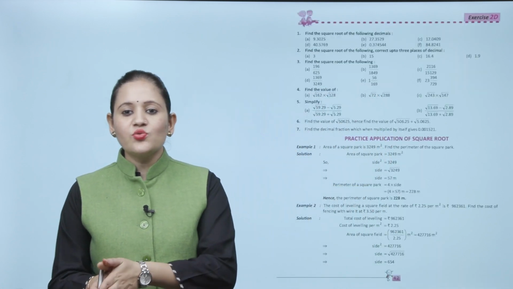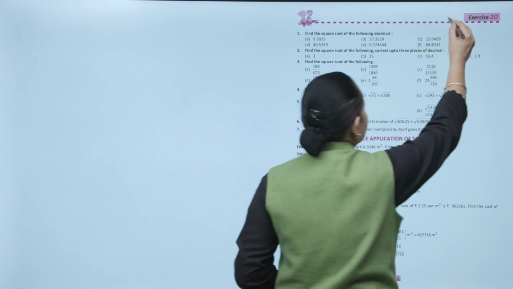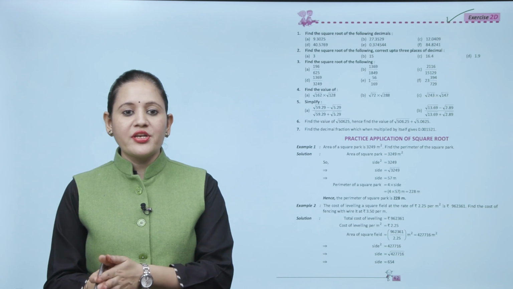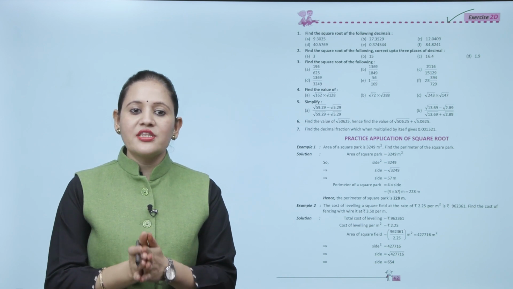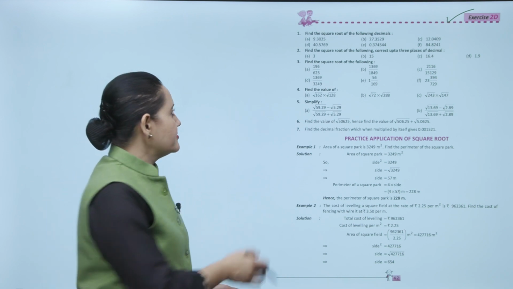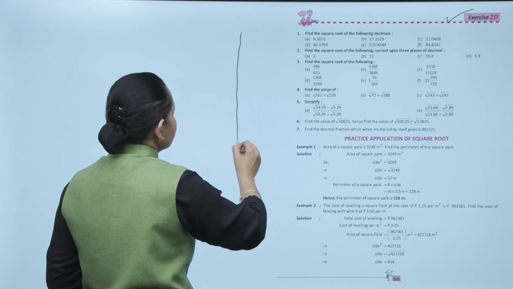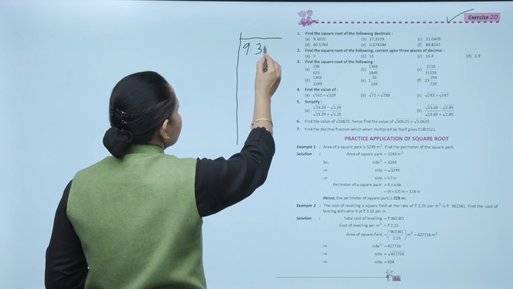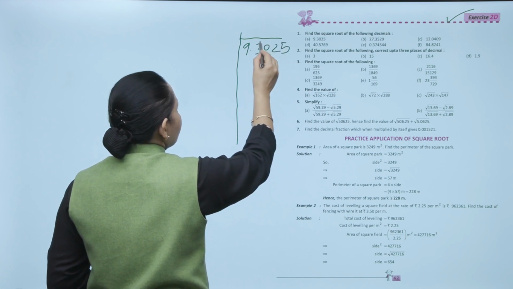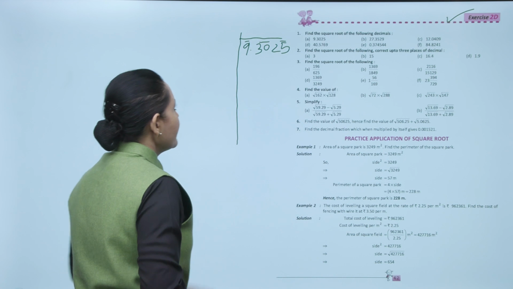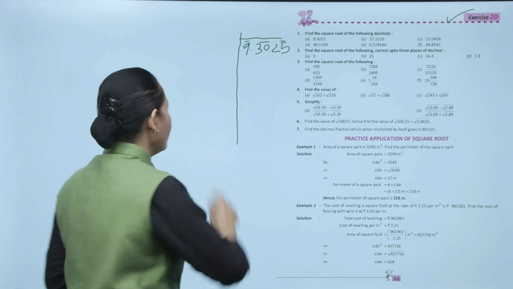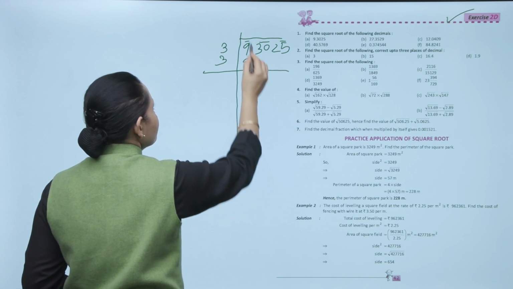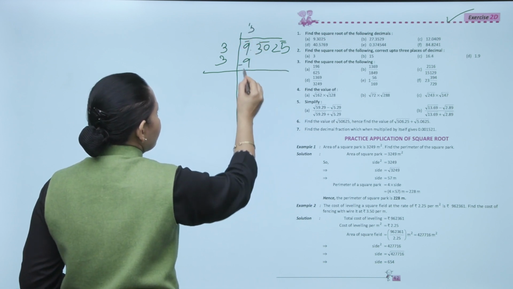Next is exercise 2D. Find the square root of the following decimals. First is 9.3025. So we'll make pairs. The first number is 9, the whole part. You know the square of 3 is 9. So write 3 here. Subtract, 0.